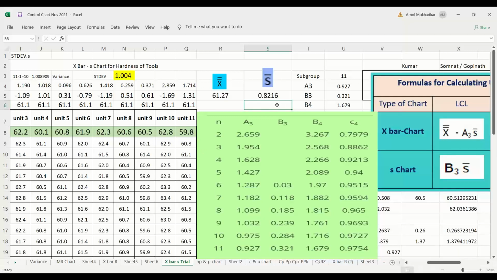Please calculate. I will just wait for 1 minute and then we will move forward. Which one will you take? Please calculate, very easy. This divided by the C4 value. If your answer is 0.8423, it's correct.